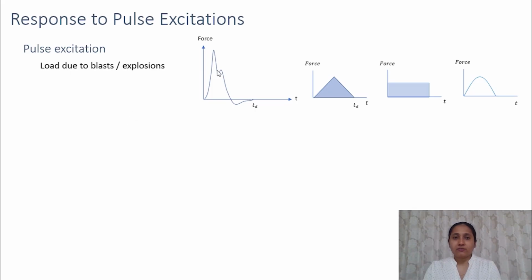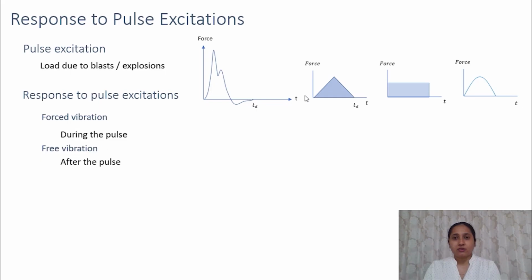Now let's see how we evaluate the response of a system due to this type of pulse excitations. Because of this pulse excitation, the system will have a forced vibration and a free vibration. When this force is acting, the system will be under forced vibration, and once the force stops, that is after this time Td, the system will be under free vibration, and that free vibration will depend on the velocity and displacement of the system at the end of this pulse, that is when t is equal to Td.